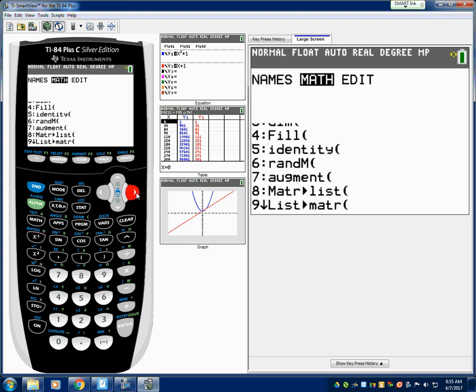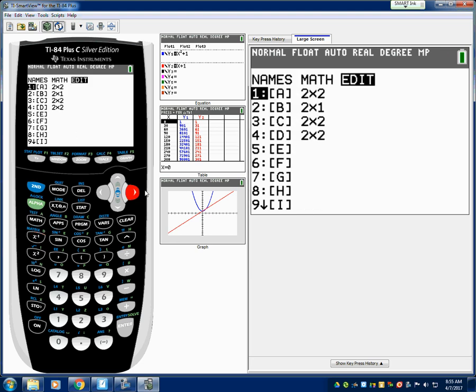Does anybody need help finding the matrix menu? Did you find it on yours? What calculator do you have? If you have the TI-83, it's just a matrix button on there. You don't have to go second. Oh, yours is that way. Okay, so it's second, yours is the plus. And then matrix, edit. Go over to edit.